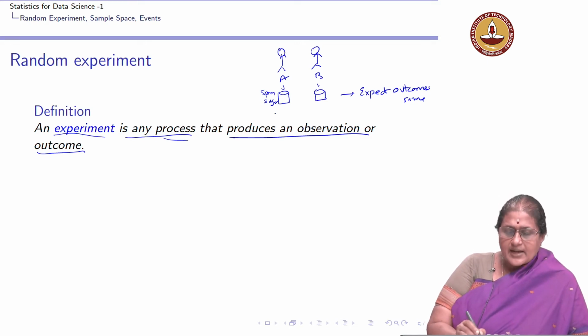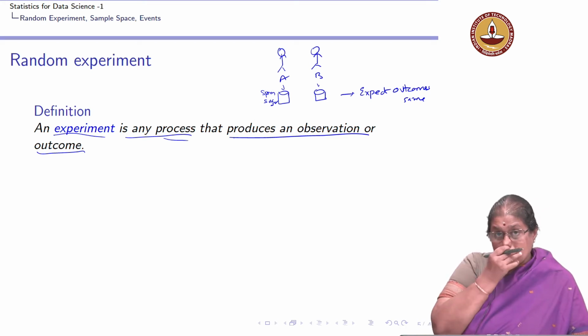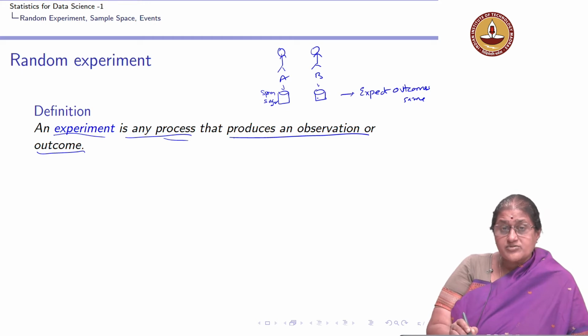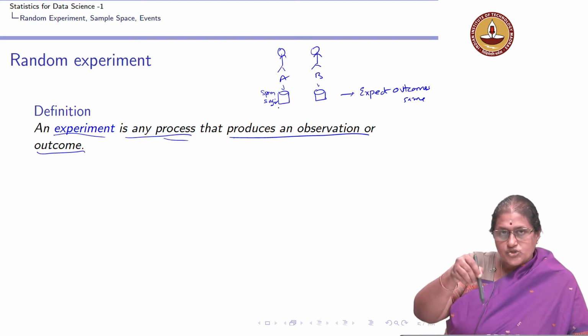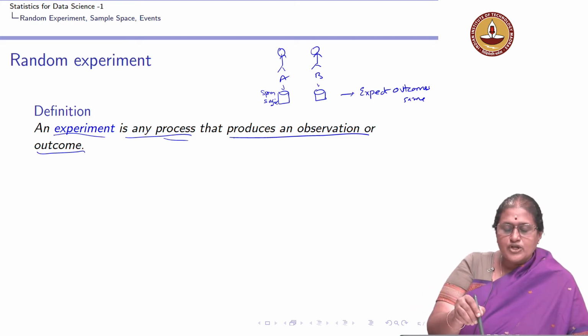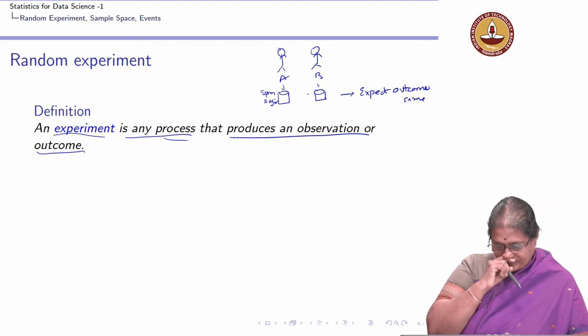Now, let us repeat another experiment. This is an experiment because it is a process, it is producing an observation. What is the observation it is producing? I am mixing water and sugar. So, I am seeing what the outcome is. It is going to be a mixture of sugar and water. This is what I am mixing.